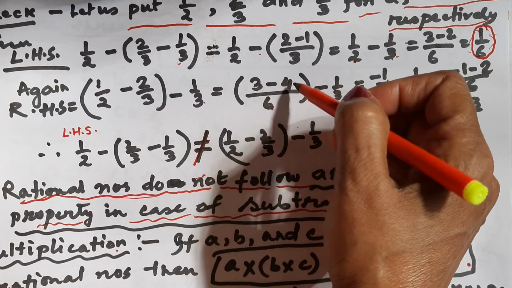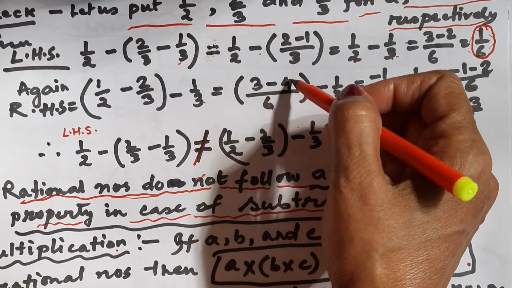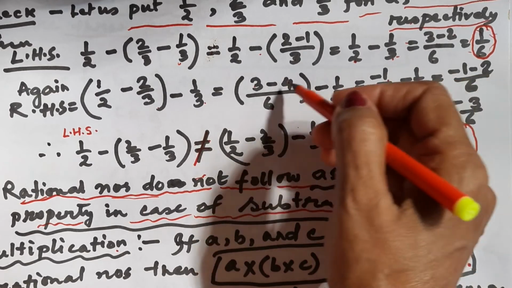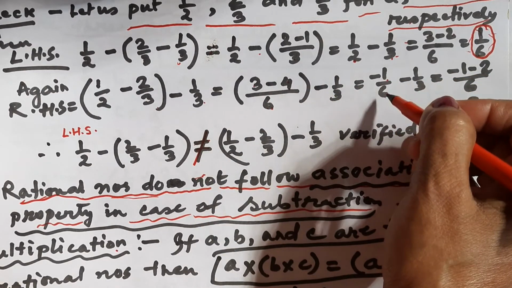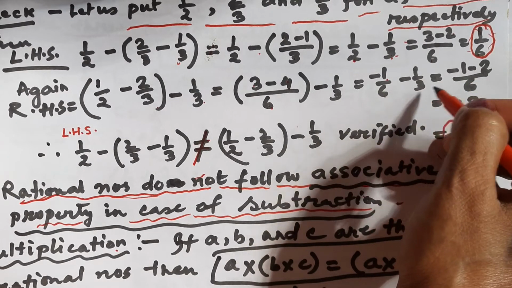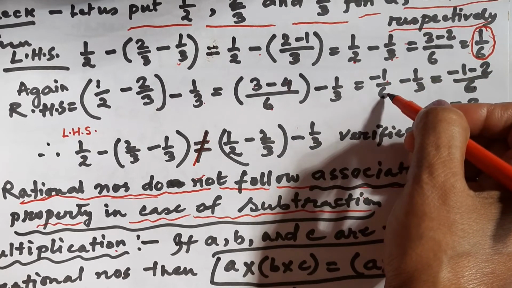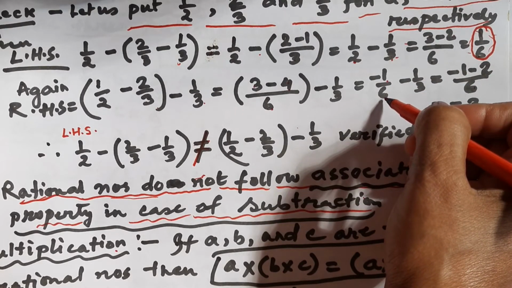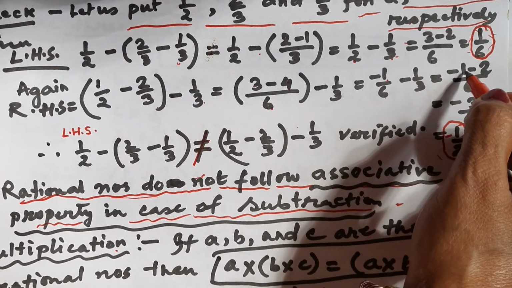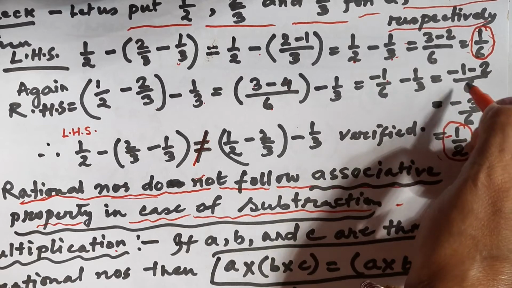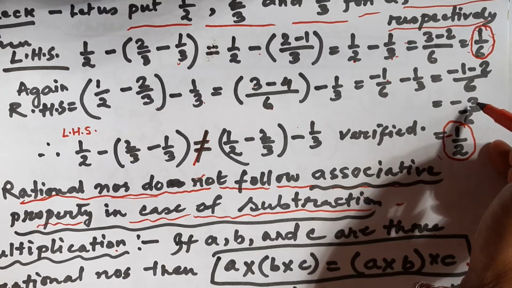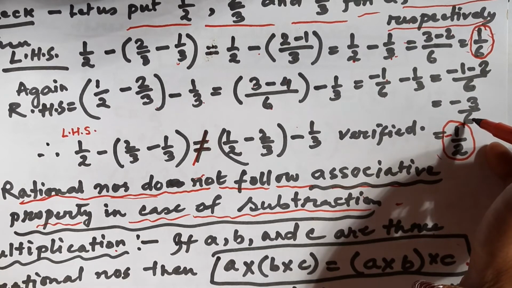and you will always remember that we shall always take the sign of the bigger number. So 4 is bigger, so it is negative, that is minus 1 divided by 6 minus 1/3. So LCM will be 6. So 6 goes to 6 1 time, so 1 1 is 1, and 3 goes to 6 2 times, so 2 1s are 2, and 2 and 1 means 3, that is minus 3 by 6.